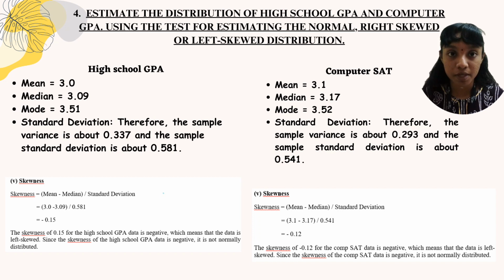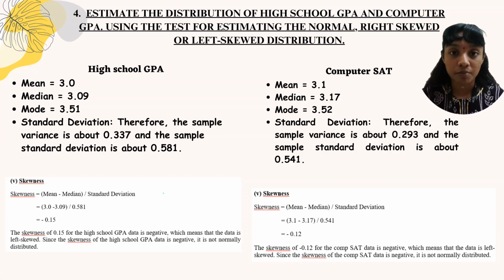I'm here to present question number 4. The high school GPA mean is 3.0, the median is 3.09, and the mode for high school GPA is 3.51. Therefore, the sample variance is about 0.337 and the sample standard deviation is about 0.581. The skewness of negative 0.15 for the high school GPA data is negative, which means the data is left skewed.